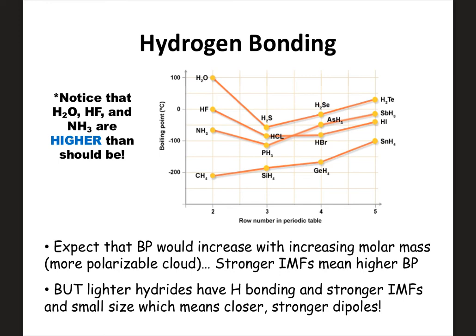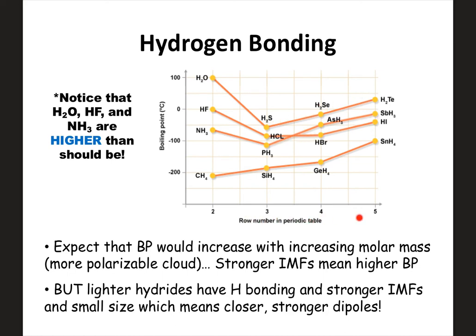If you look at this graph, basically, we would expect boiling point. This graph is showing boiling point, comparing it to the row on the periodic table. We would expect that as you increase the molar mass here, the boiling point would increase as well, because you have more electrons, therefore greater polarizability, therefore stronger IMFs, which have to be broken. So you need to put more energy into it in order to break those IMFs and in order to boil. Typically, that's what we see happening on the periodic table.